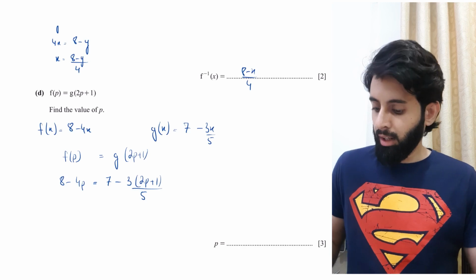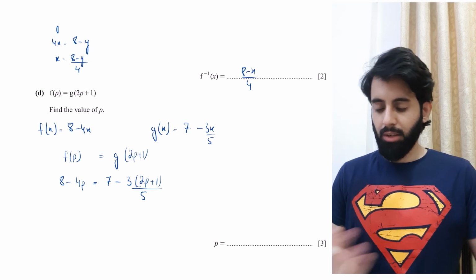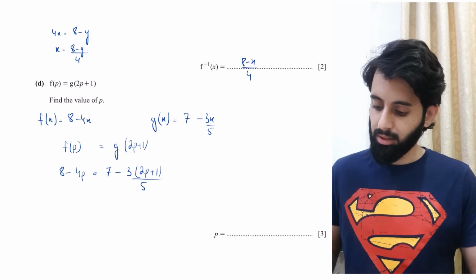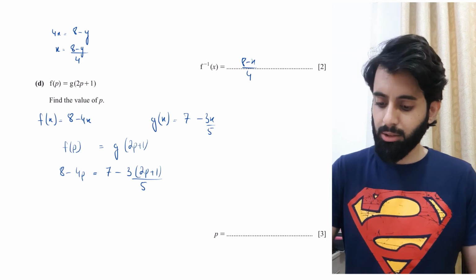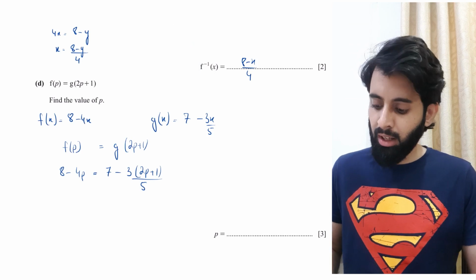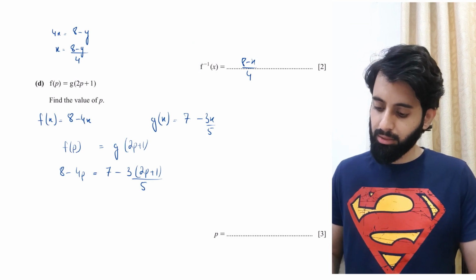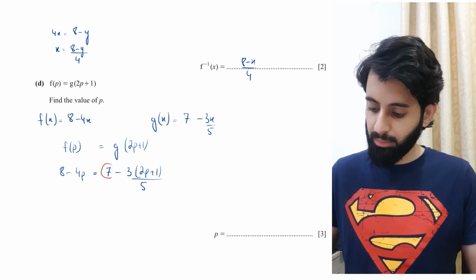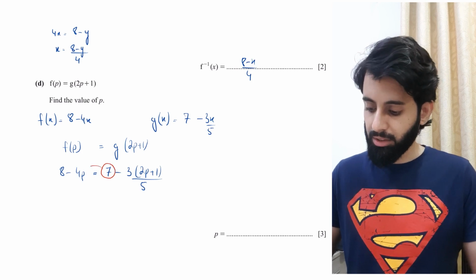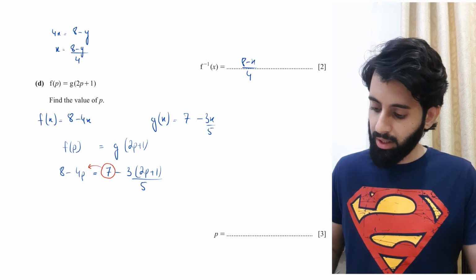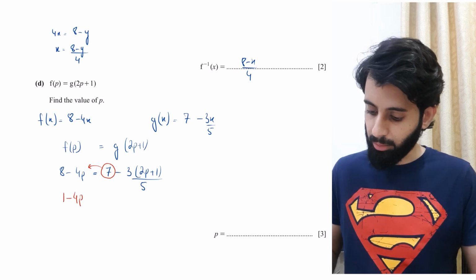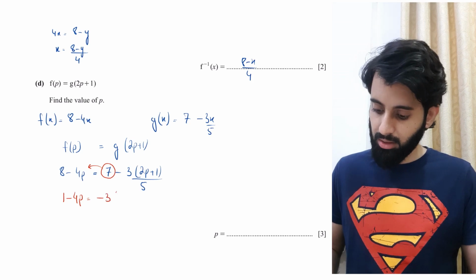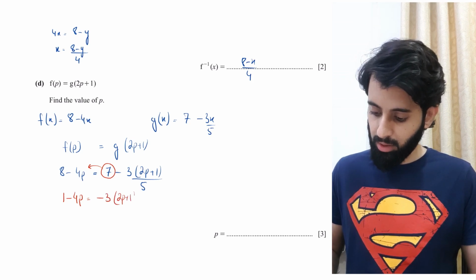In order to solve this, you just have to cross multiply, take the LCM and so on, to get the final answer. Let's do this step by step. There are a lot of ways you can solve this, and here I'm going to try and avoid the LCM. I'm going to shift 7 to the left hand side, so it gets subtracted, and 8 minus 7 is 1. So 1 minus 4p is equal to minus 3 times (2p plus 1) over 5.